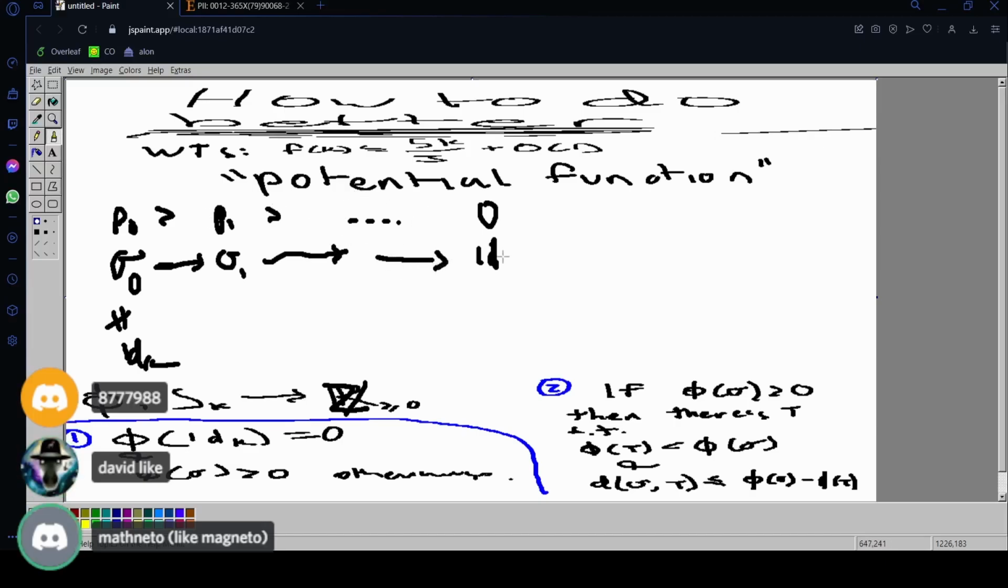And so the question is, how many reversals do we take to get from sigma 0 to the identity? Well, in the first step, we use at most P0 minus P1 steps, because of rule 2, where this upper bound on the distance is how many steps you need to pay. So maybe I should have this here.